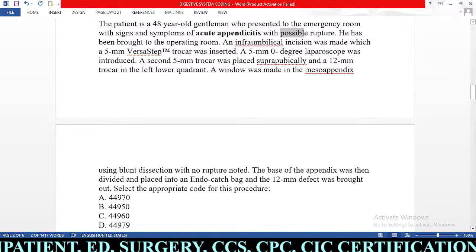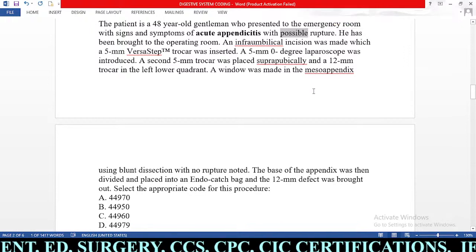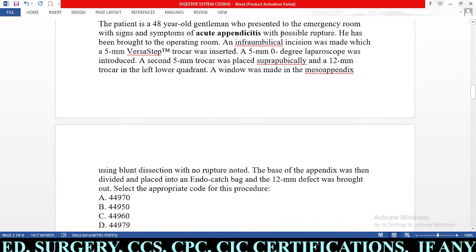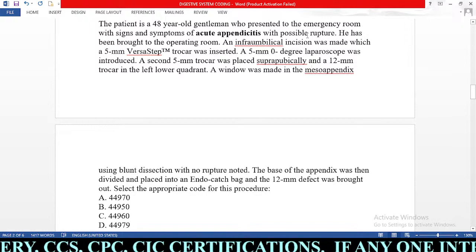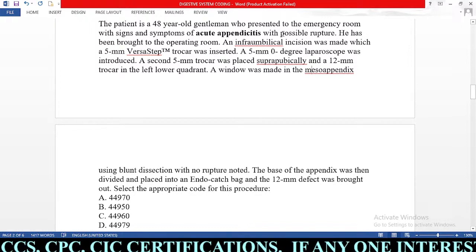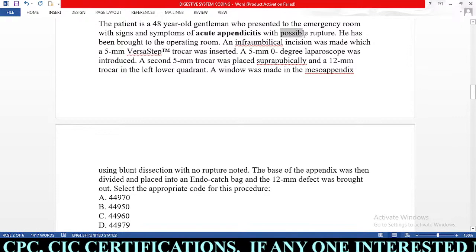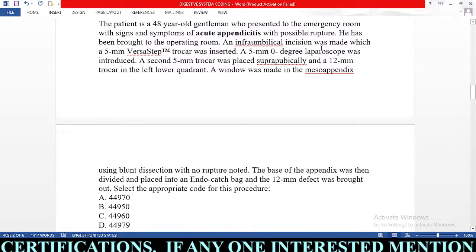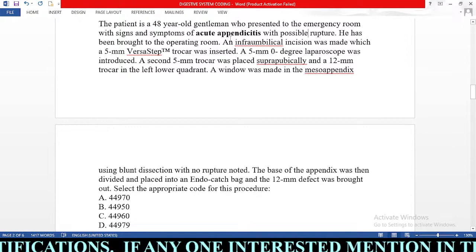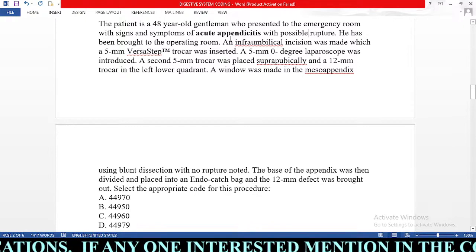So in CPT, we have codes for normal appendicitis and ruptured appendix. So we need to take precautions while coding appendectomy here. The physician is mentioning possible, so this is not confirmed. So we will not code the rupture code. We will use only the normal appendectomy code.